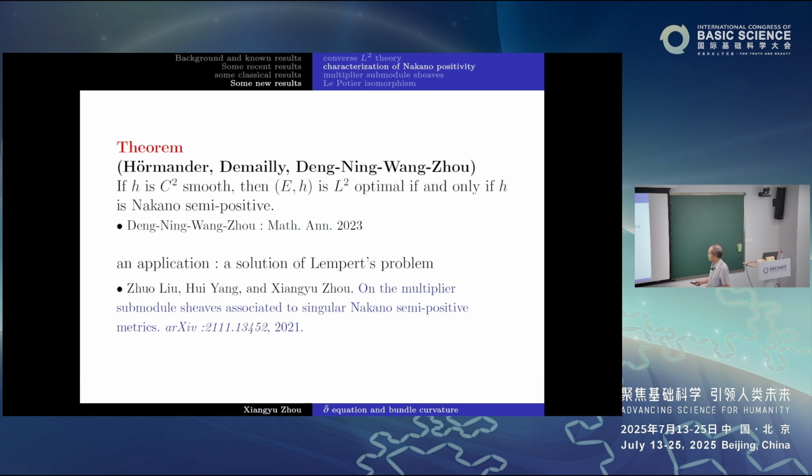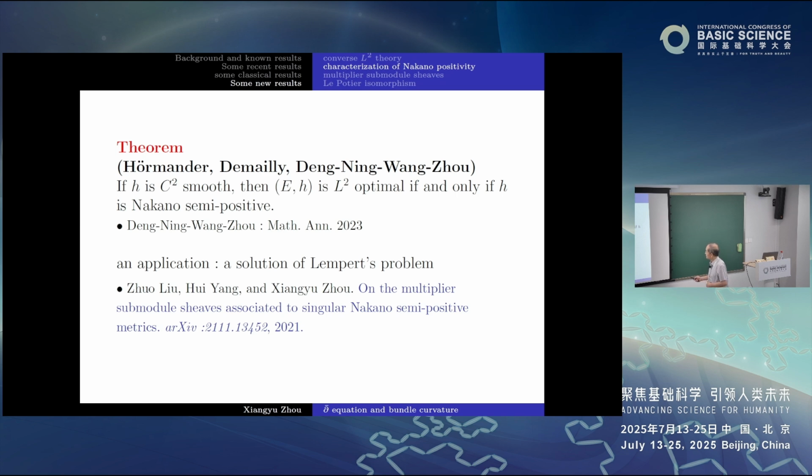So our result is as follows. For a smooth metric, this is L2 optimal, which means we can solve the d-bar equation with L2 estimate locally, if and only if this metric is Nakano semi-positive. As you know, if H is Nakano semi-positive, this is due to Hörmander and Demailly. So we got the converse of the L2 existence theorem.